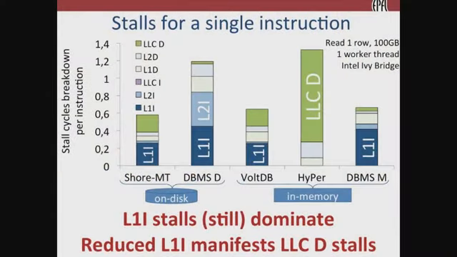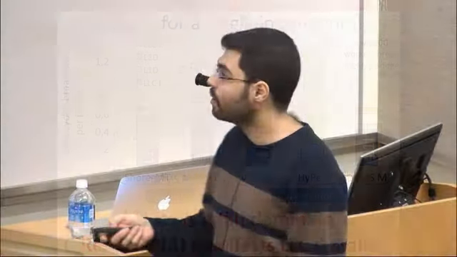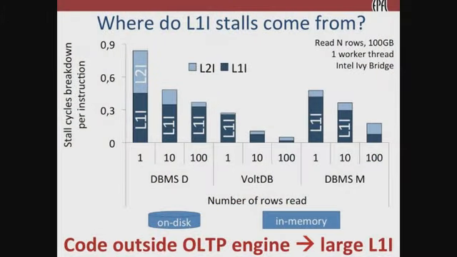Okay. So this was for the micro benchmark where a single transaction reads one row. Now let's look at how come those instruction stalls are still a problem for VoltDB and DBMS-M. To do that, we take our micro benchmark where we read one row per transaction, and we increase this number from 1 to 10 and to 100, so that we increase the size of the transaction more and more, and also the instruction locality inside the transaction.